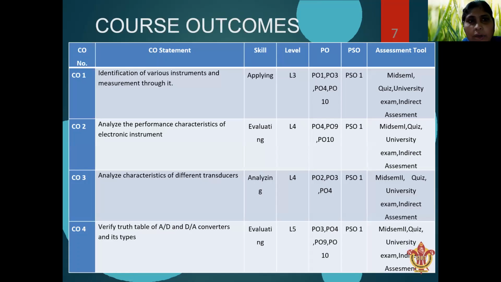These are course outcomes. First course outcome is identification of various instruments and measurement through it. Next, analyze performance characteristics of electronic instrument, then analyze characteristics of different transducers, and then verify truth table of A to D and D to A converter and its types.